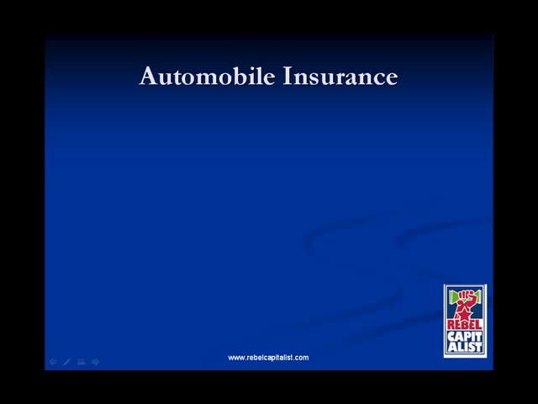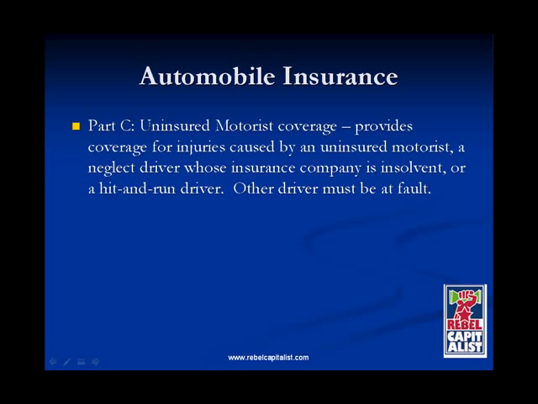Let's go over a little bit more on automobile insurance. There's Part C. Part C covers the uninsured motorist. This provides coverage for injuries caused by an uninsured motorist or negligent driver whose insurance company is either bankrupt or a hit and run. But the important thing here is that the other driver must be at fault for this coverage to kick in.